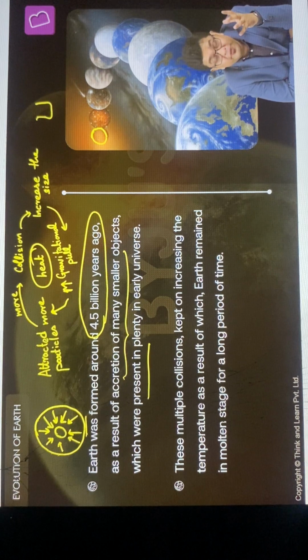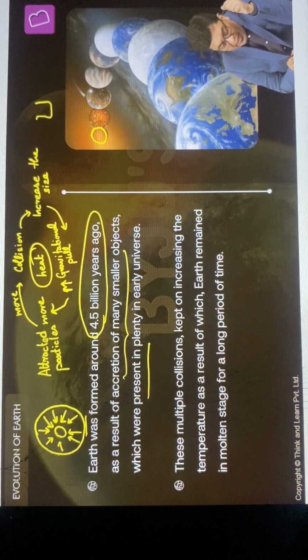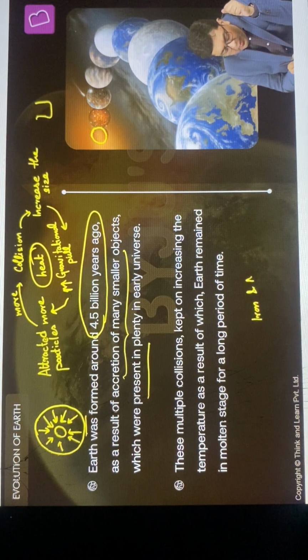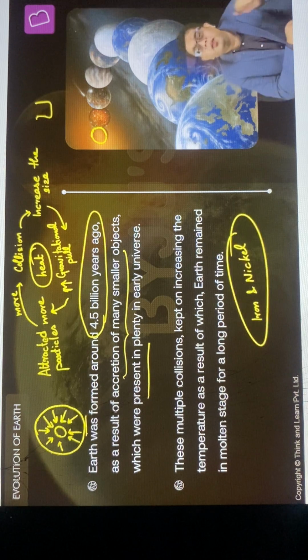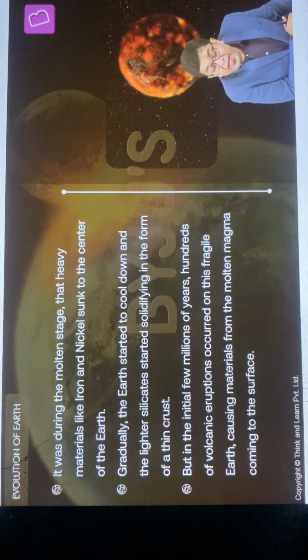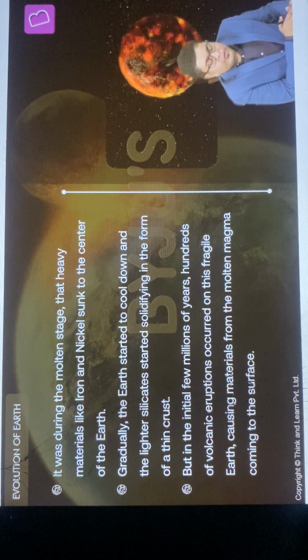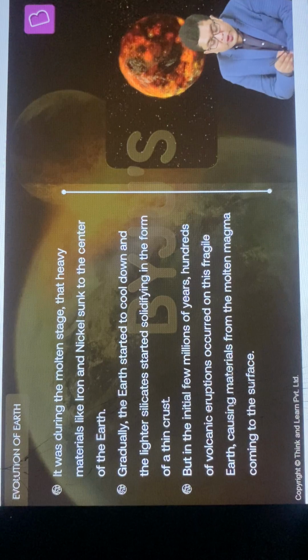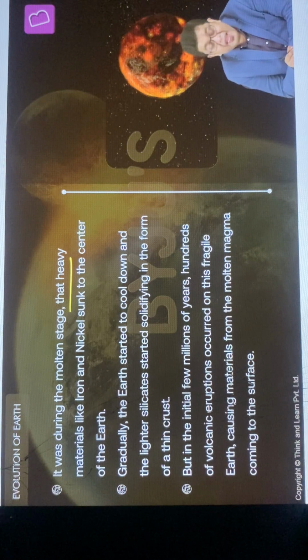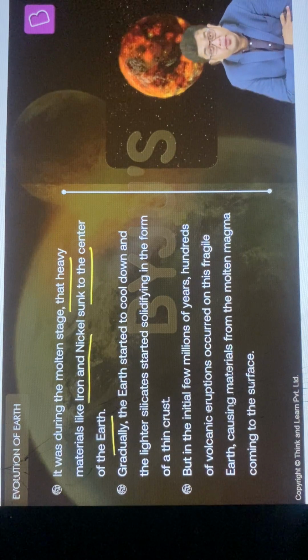Now, at that point of time, the heaviest elements present on the planet were basically iron and nickel. This iron and nickel, they settle down in the center, and that is what led to the formation of the core. Even today, if you look at the core of the Earth, it is heavily composed of iron and nickel. So, it was during the molten stage that heavy materials like iron and nickel sunk to the center of the Earth.